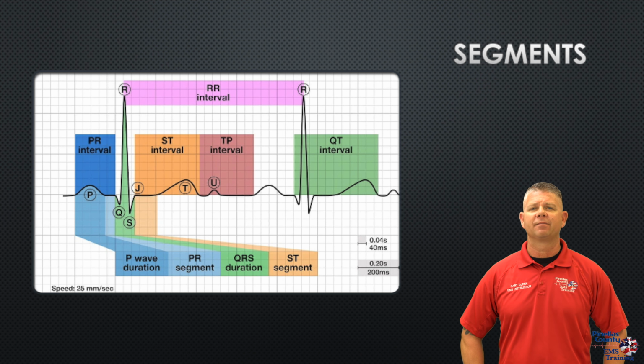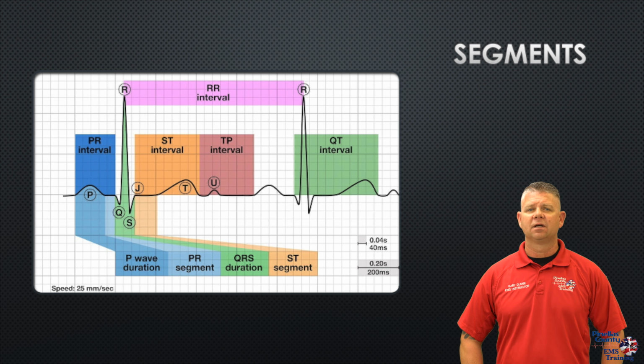Usually the T wave is tallest when looking at it in lead 2. All right, so let's talk about segments. Segments are the lines between the waveforms. We're going to talk about a couple different segments in this slide. So we have the PR segment, which is a measurement from the end of the P wave to the beginning of the Q wave. This represents the activation of the AV node, the bundle of His, bundle branches, and the Purkinje fibers.